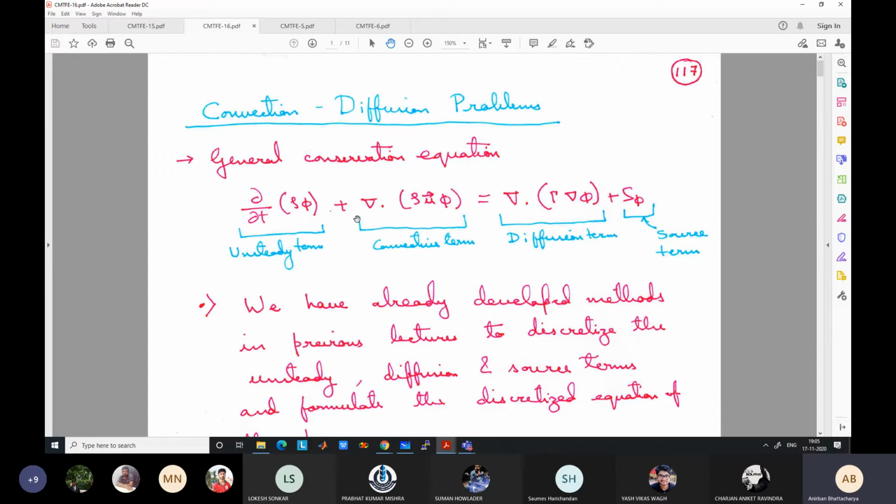So we have tackled three of the four terms that are present in a general conservation equation. The general conservation equation, like the energy equation or momentum equation, is shown here, which has four terms: unsteady term, convective term, diffusion term, and source term. By this point in the course, we are familiar with how to discretize the unsteady term, diffusion term, and source term. The only unfamiliar term to us is the convective term, how to discretize this convective term.